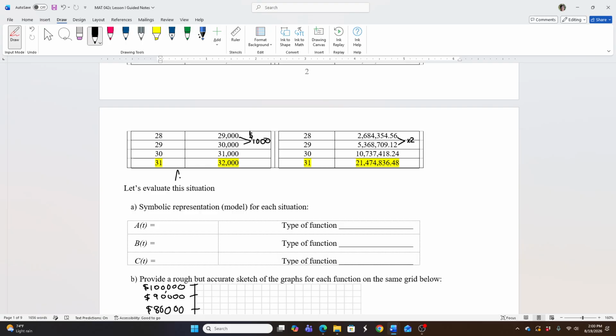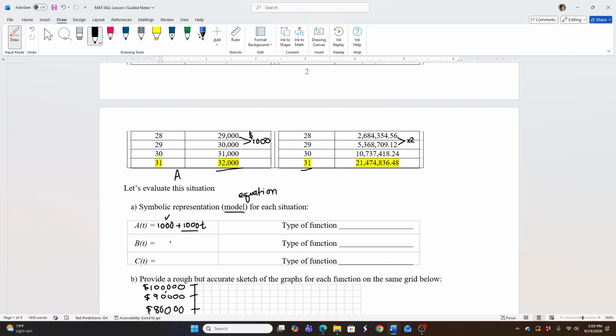So it looks like with option A, you're going to have $32,000, but with option B, you'll have $21,474,836.48. So let's write a model, which means an equation for this situation. In option A, you're starting with $1,000 and they're adding $1,000 each day. So that $1,000 each day is your slope right there. Now, if we would have written it in the form above, it would have been 1,000t plus 1,000, because this is your y-intercept here, and this is your slope.